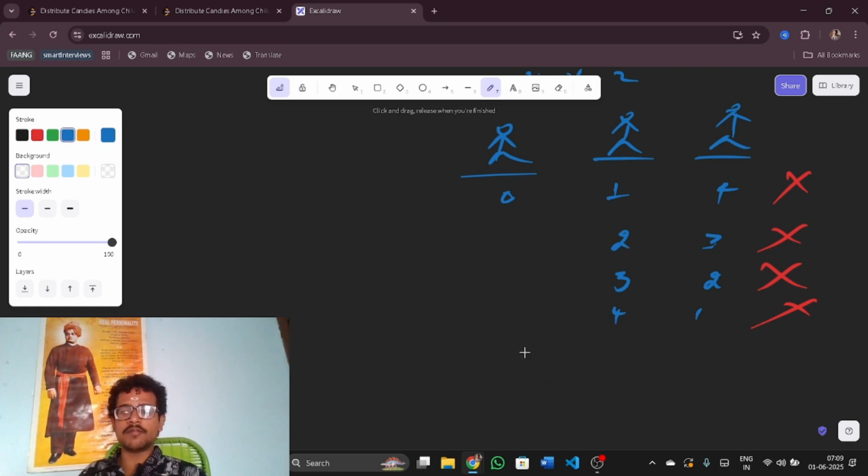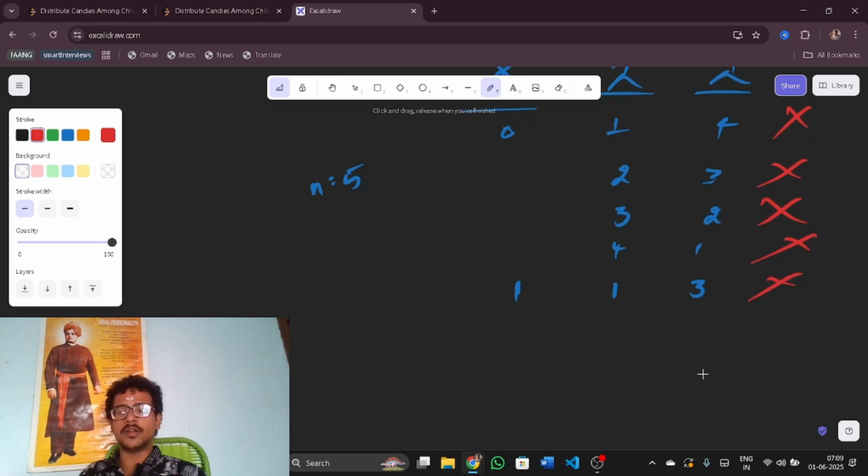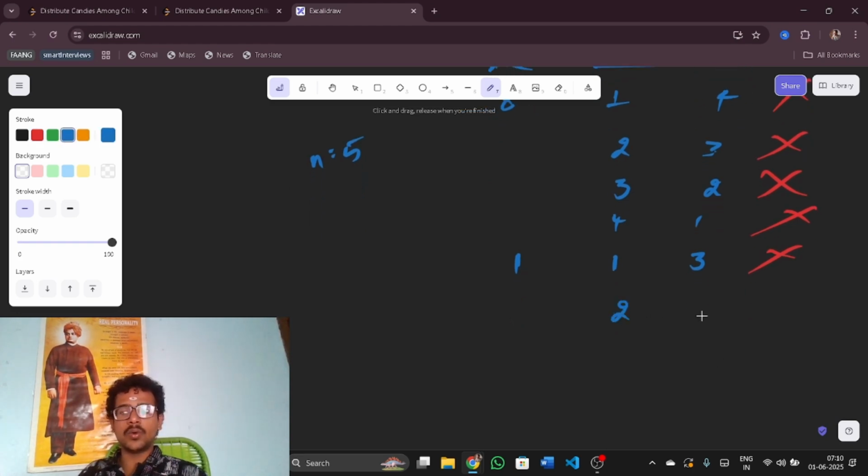Now let us give only 1 candy to the first child, and we are left with 4 candies. N is equal to 5. I have given 1 candy to the first child, and I have 4 candies. Now what I'll do is give 1 candy and then 3 candies. Totally 5 candies. But this is also not possible. Why? Because 3 is greater than 2. Now what I'll do is give 2 candies and then 2 candies. There are 4 candies and this is possible. Why? Every child is getting less than or equal to the limit number of candies. Now if I take 3 and 1, again this is not possible.